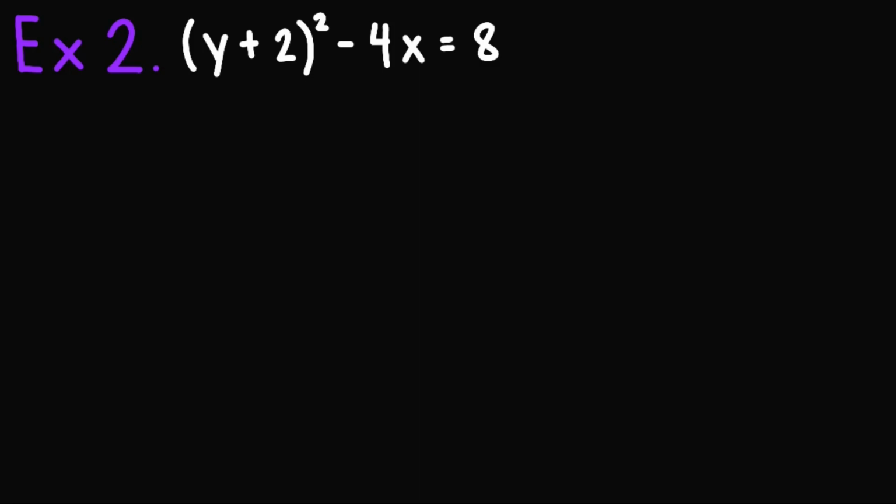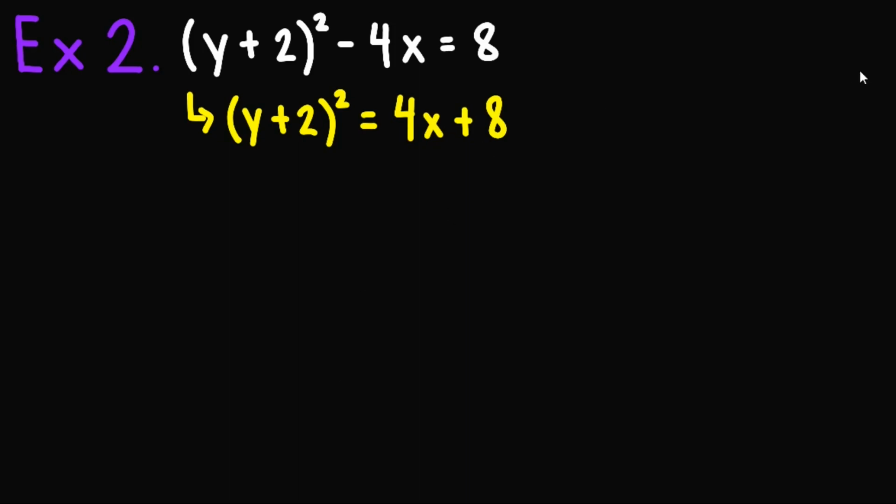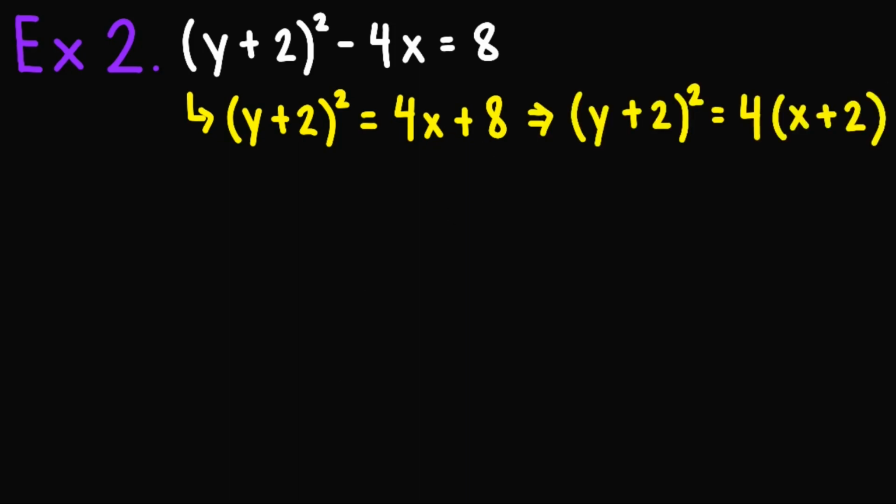First, observe that the given is still not in its vertex form, so you can't really determine or find anything yet. So let's try to convert this first into its vertex form. So we start by moving negative 4x to the right. So we'll have y plus 2 squared equals 4x plus 8. Then from here we can factor out 4 to obtain y plus 2 squared equals 4 times x plus 2. And this one is already in its vertex form.